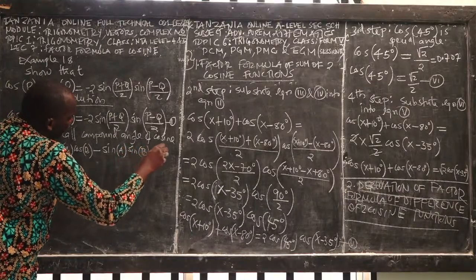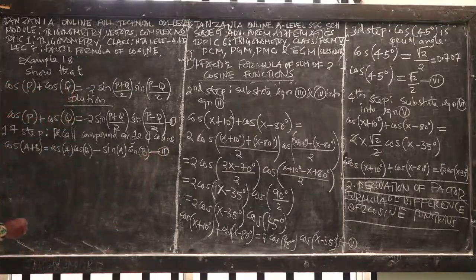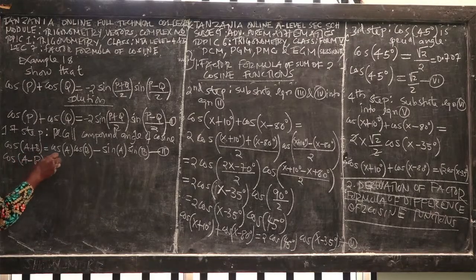This is equation 2. Again, cosine of A minus B, the compound angle of the difference. This is equal to what?